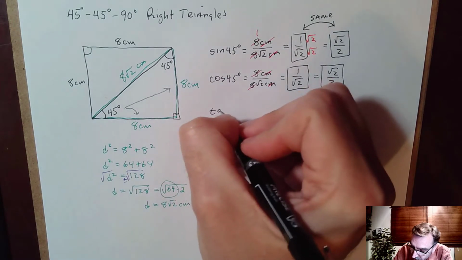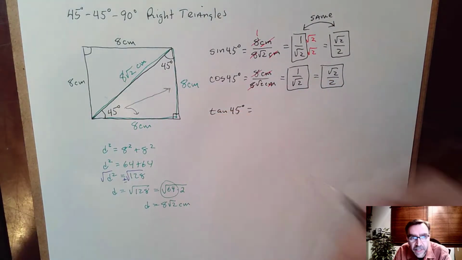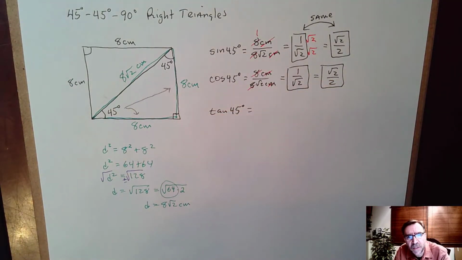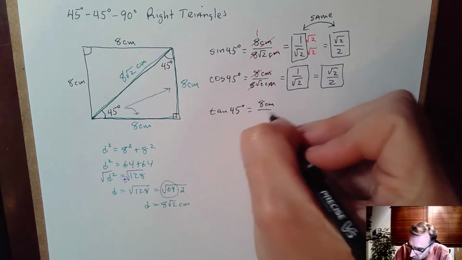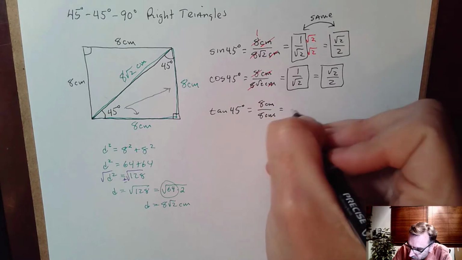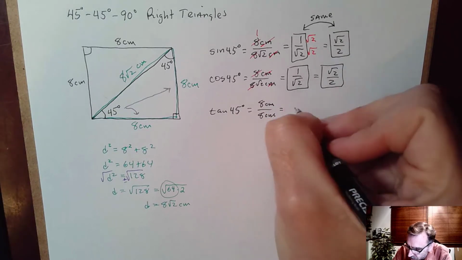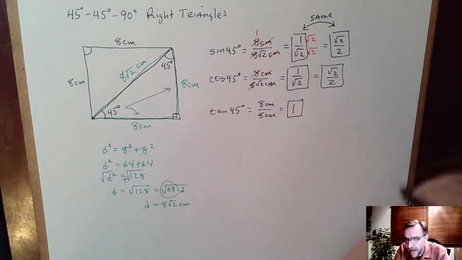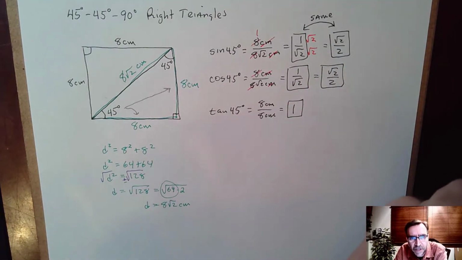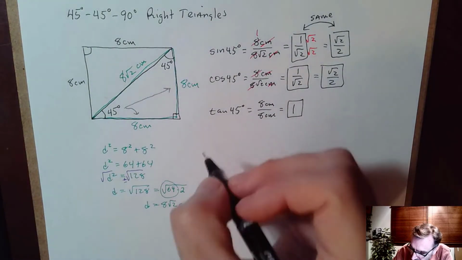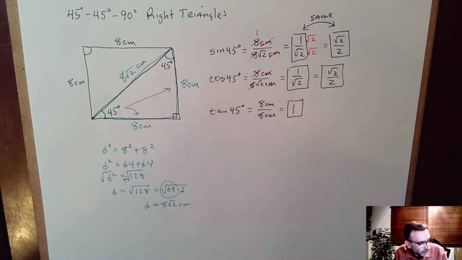Let's look at tangent. Tangent of 45 degrees. Tangent is defined to be opposite over adjacent. So in this case, 8 centimeters over 8 centimeters, which is, after I cancel, 1. Now at some point I'm going to stop putting the units because the units will always cancel when you do trig ratios. And there we have it. Okay, so just really quick, let's check these on a calculator.